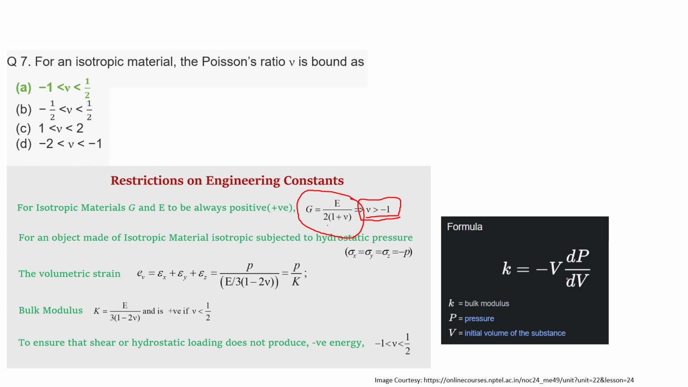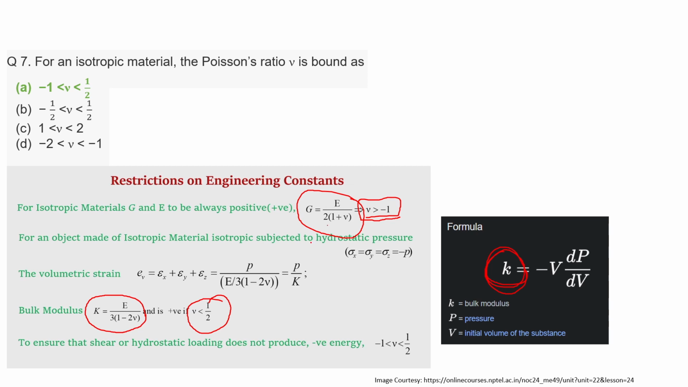So anytime dP by dV value will be negative, and that negative will make the modulus positive. So this modulus value will always be positive. Now there is a relation between the bulk modulus, elastic modulus, and Poisson ratio. So this is that relation. From this relation, considering that K and E both need to be always positive, the value of mu has to be always less than 1 by 2. This restriction comes directly from the correlations between different engineering constants.